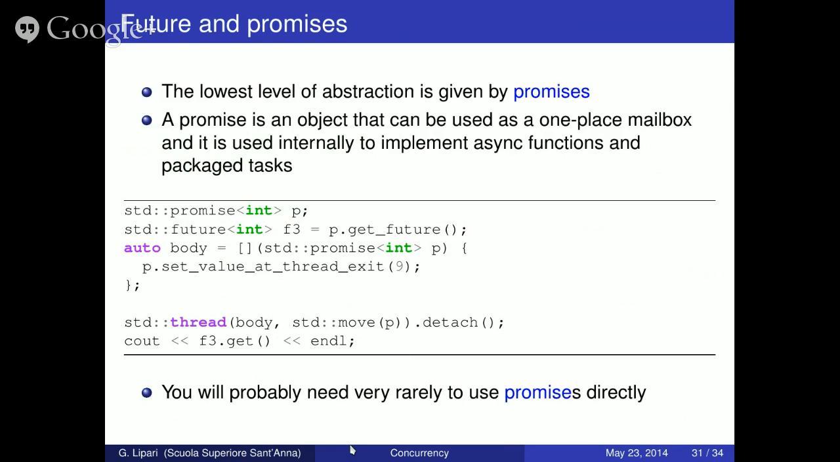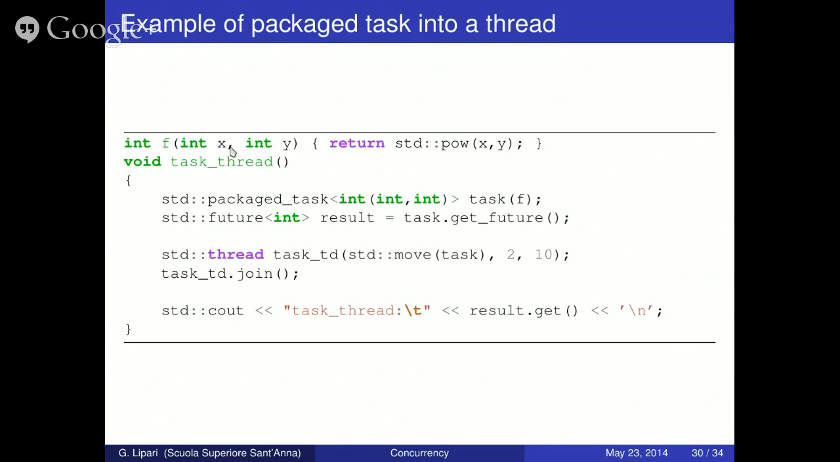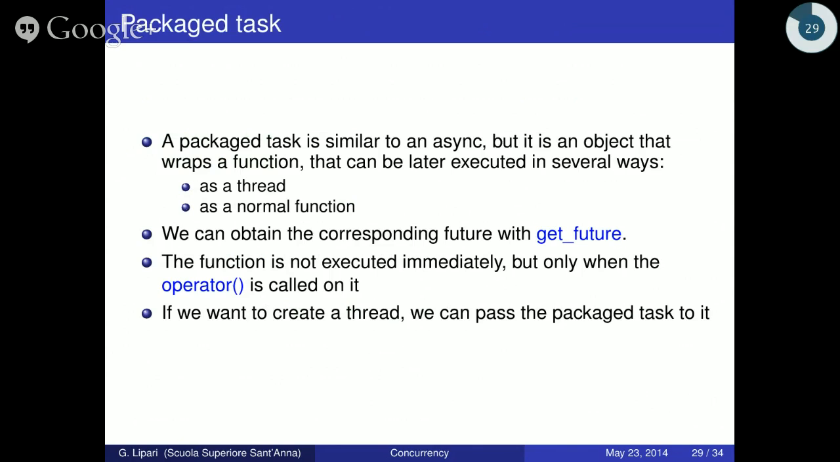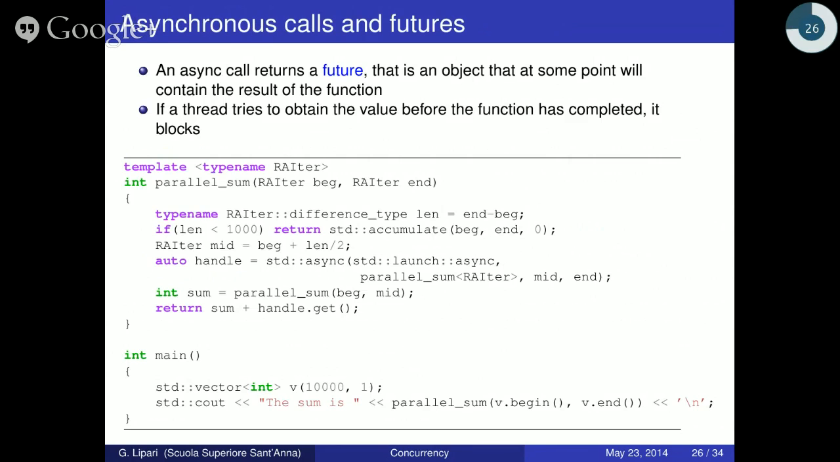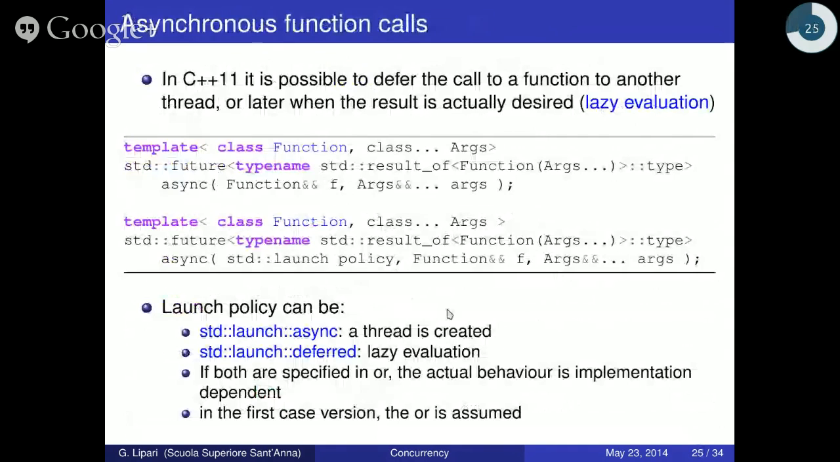So this is actually a little bit more complicated, as you can see, and very rarely I think you are going to use promise directly, because this is the lowest level of interaction between futures and asyncs. Asyncs are implemented in terms of promise and in terms of packaged task. So these are the three levels. Most probably, all you need is asyncs, which are quite easy.